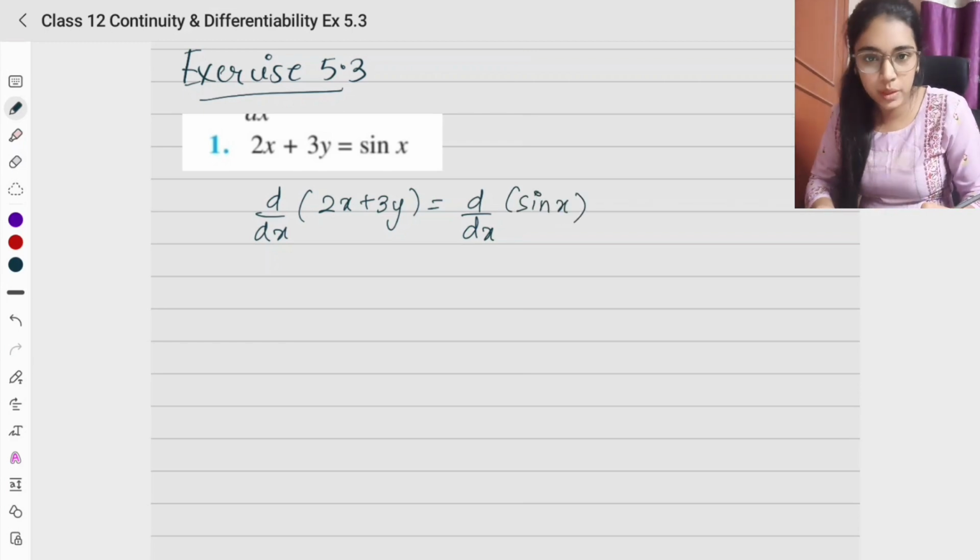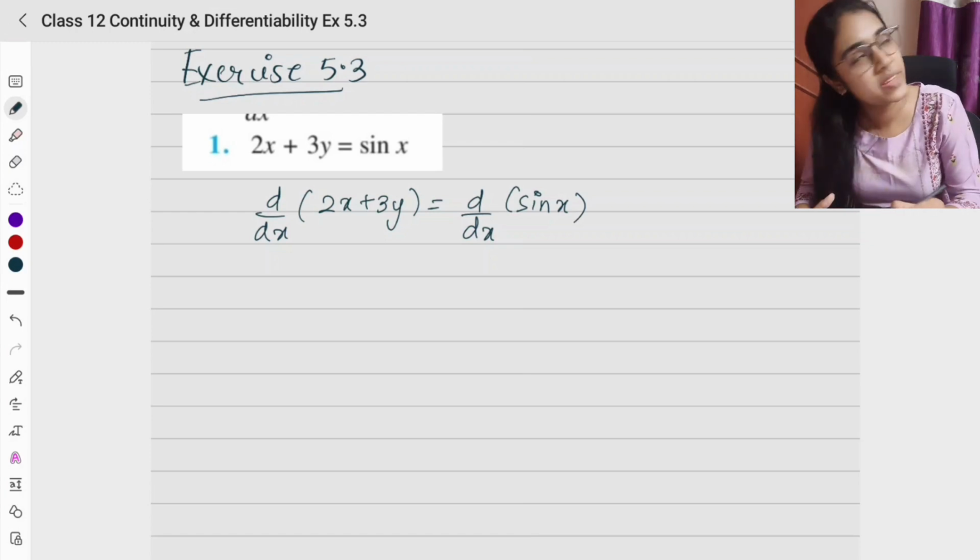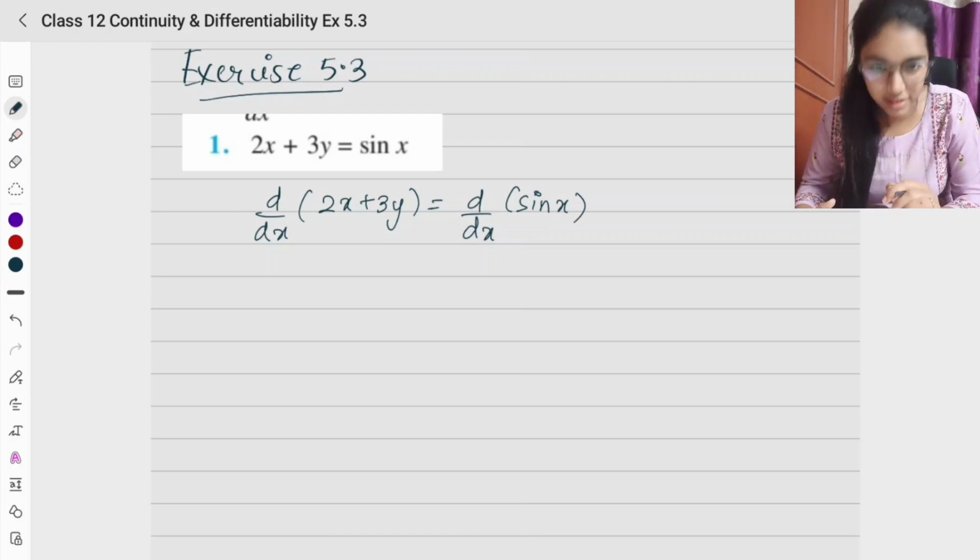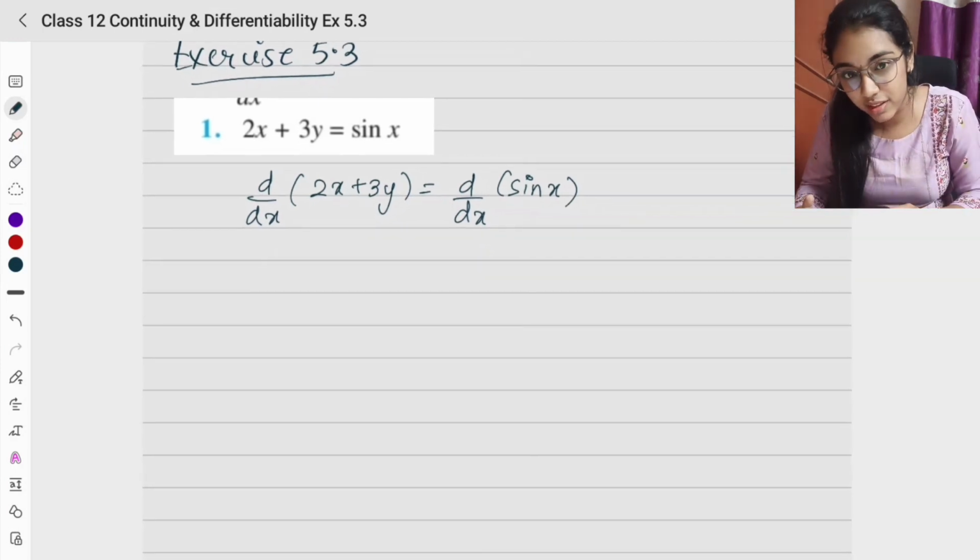On the left hand side, only 3y is dependent on y, correct? Somebody is bursting crackers at this time. I don't know who. I hope you don't hear it. Even if you hear it, just enjoy the crackers when it's not Diwali.